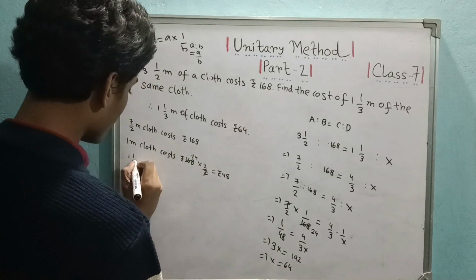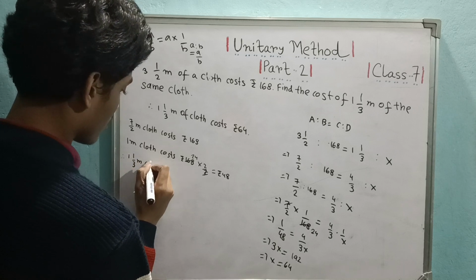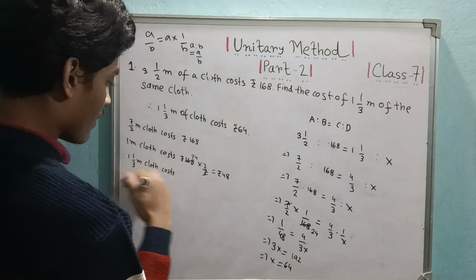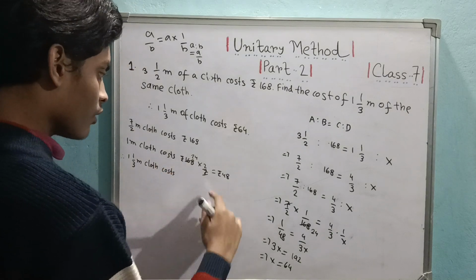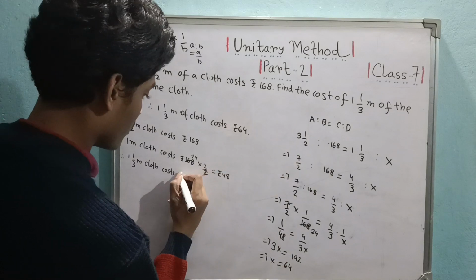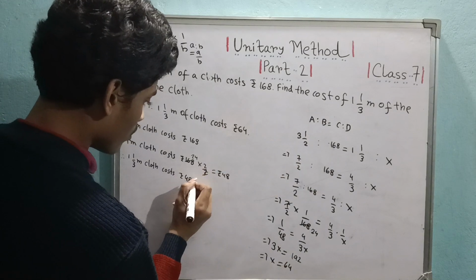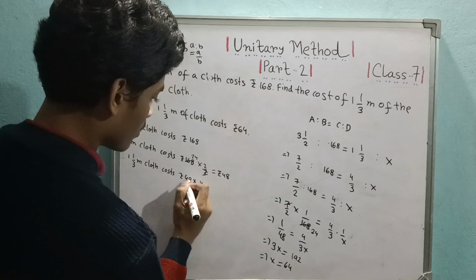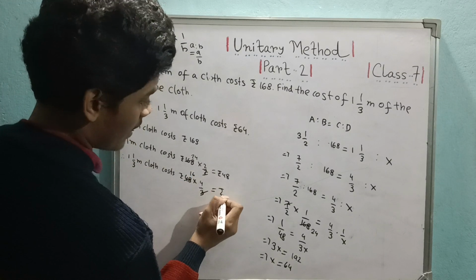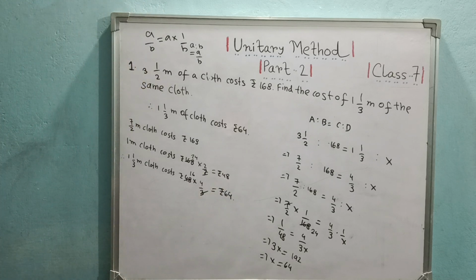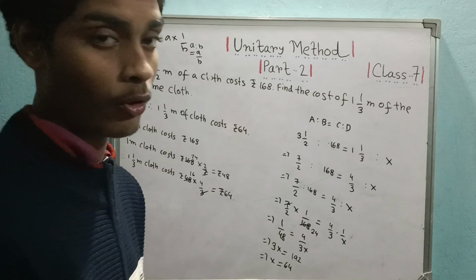Therefore 1 1/3 meter cloth cost. Now again, cloth has increased. As the cloth increases, price will increase. So now we have to multiply. For increase multiply, decrease divide. We learned that. 48 into 1 1/3. This is 4 by 3. Yes, it's working. Guys, it's perfectly working. So the answer of this question is by either unitary method or proportion method, rupees 64.